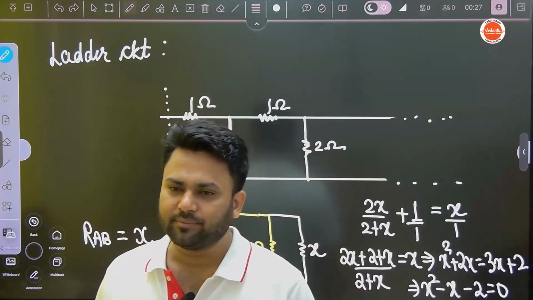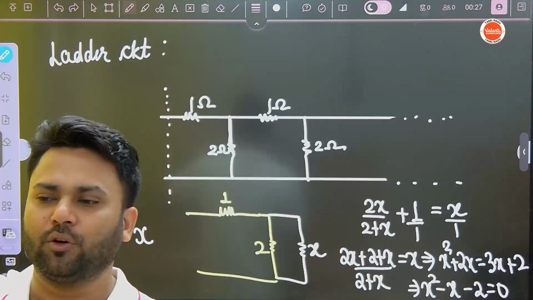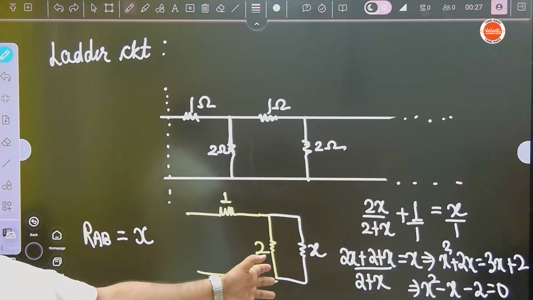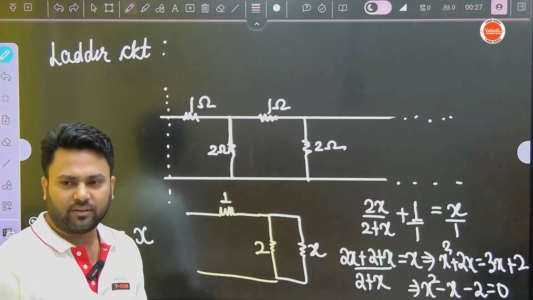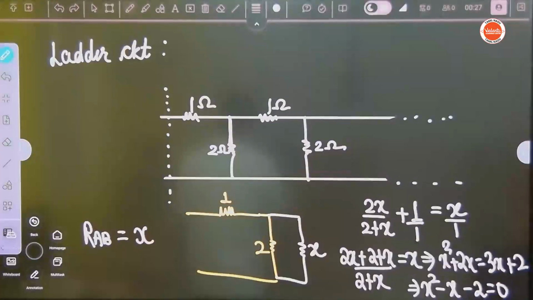You will get the answer. You know how to solve quadratic. Minus B plus minus root D, B square minus 4AC by 2A. Or you can do the factorization also. Whatever. So ladder circuit we solve like this. They sometimes ask in the exam. Important. Okay.